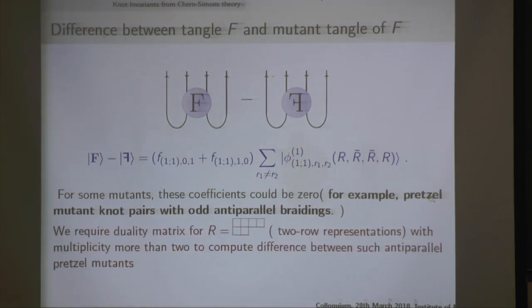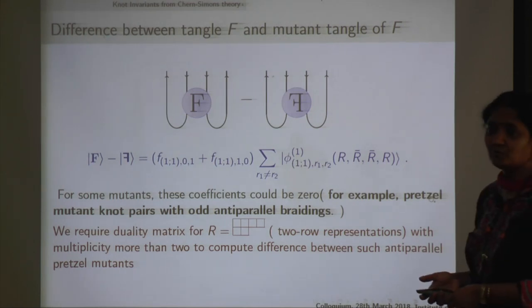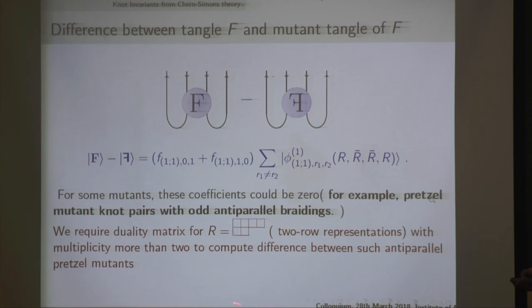One of the reasons could be that the multiplicity is only 2 here, and you had only a plus or minus 1 sign. But if you start looking at other mixed representations, the multiplicity could be more and it may not be plus or minus 1 sign, and maybe we will be able to distinguish. At least Morton says that some of these representations will distinguish this class of mutants, but we are yet to see it. The reason is we don't know the Racah matrix or the duality matrix. So we are stuck on this.